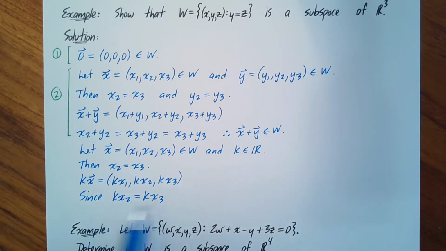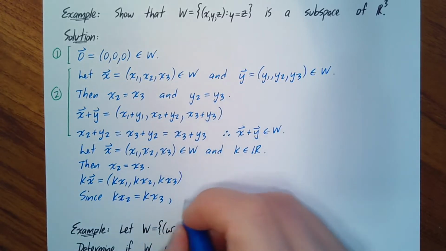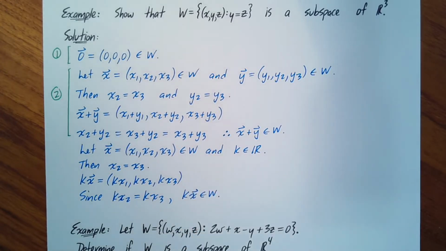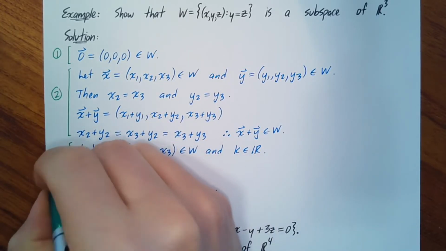We didn't need to say too much more, because this immediately follows from this line here. If you multiply both sides of this equation by k, you literally get this one. So there's not too much that we need to say, aside from just addressing the fact that kx2 is equal to kx3, and that is in fact exactly the condition that we need. These two coordinates being equal says that this vector is in W. So we can say since kx2 is equal to kx3, kx is in W. And that finishes our justification for the third statement.